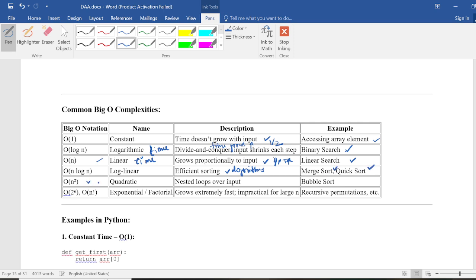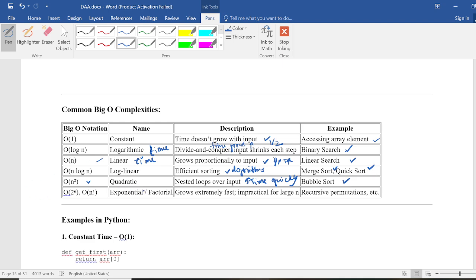O of n square, quadratic time. Time grows quickly, often seen with nested loops. As the input grows, time also grows quickly. This uses nested loops over inputs. So one of the famous examples is bubble sort.